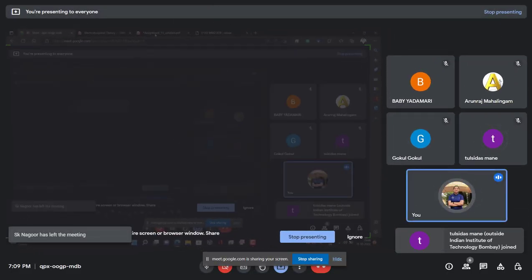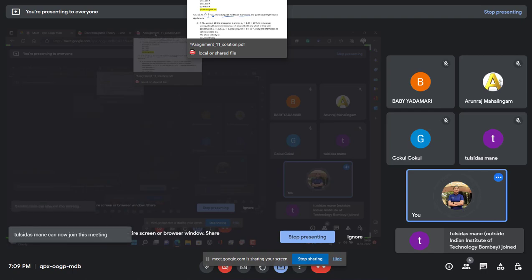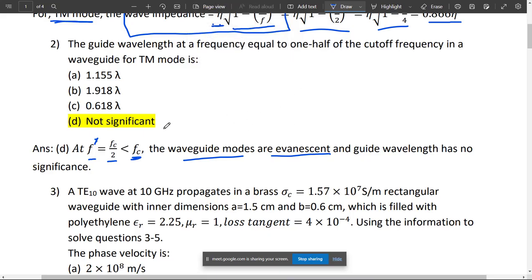Okay, so if an electromagnetic wave is sent into this waveguide with a frequency which is less than the cutoff frequency, then it means that the wave in the waveguide won't be able to propagate. It won't be able to travel, and thus there won't be any guide wavelength. There won't be any significance of guide wavelength. Okay, so here the answer will be not significant. Do you have any doubt?